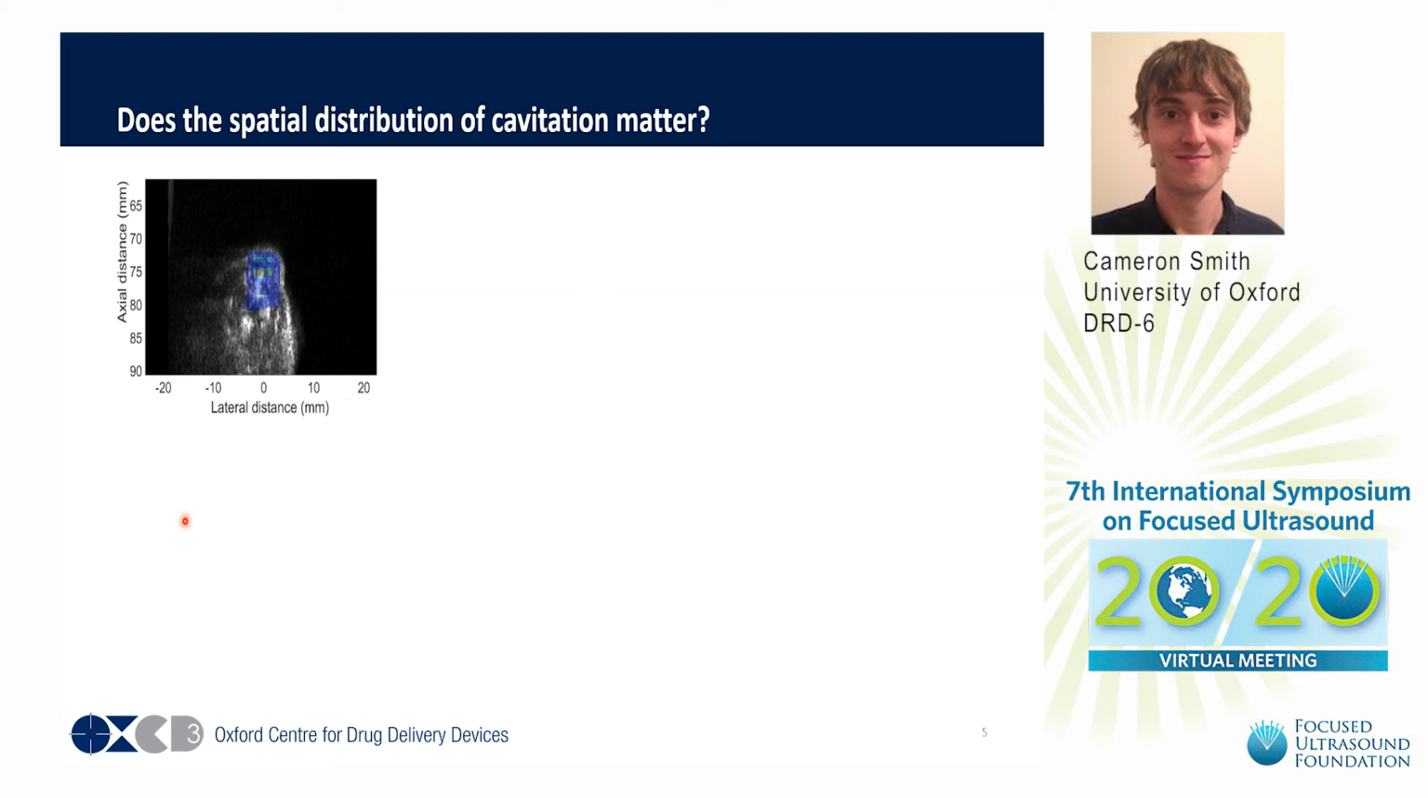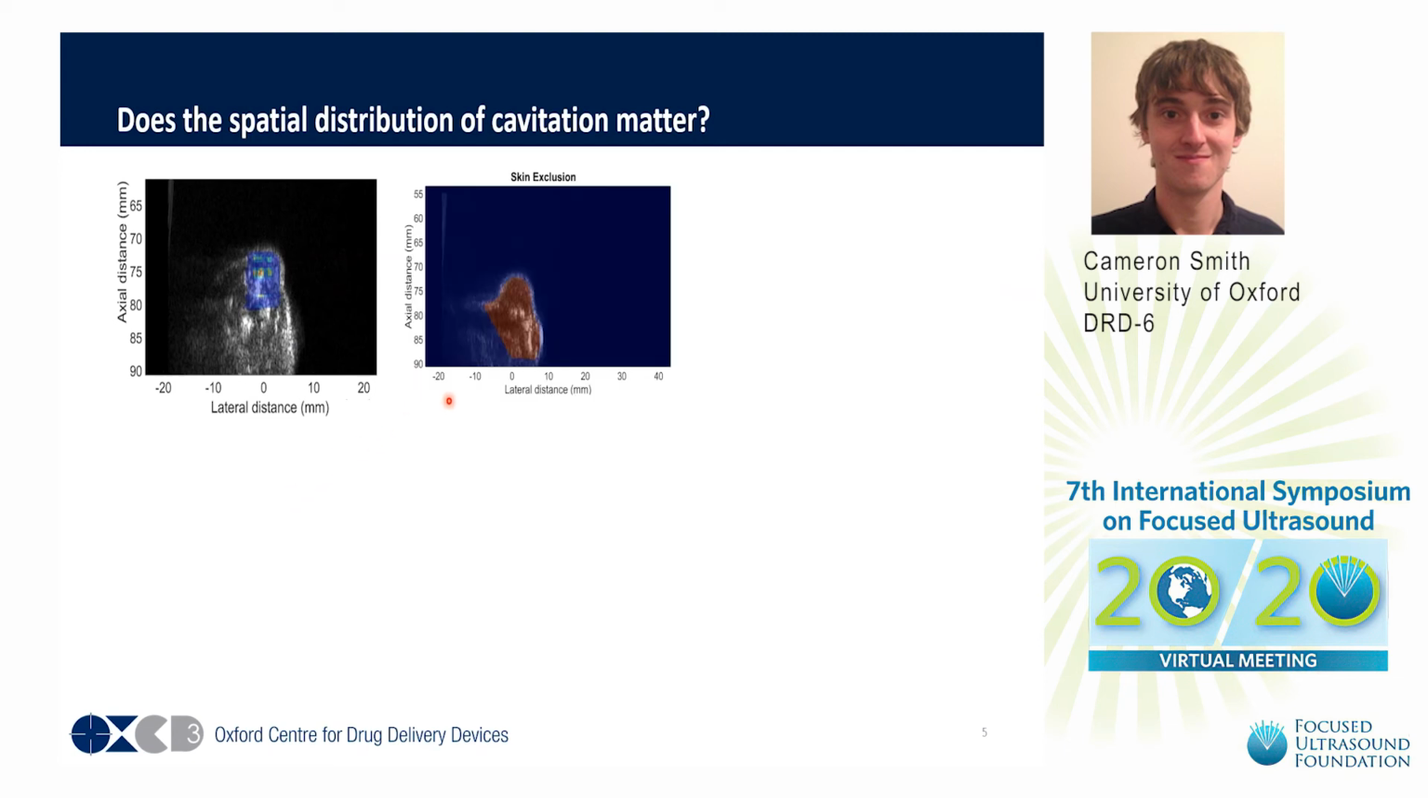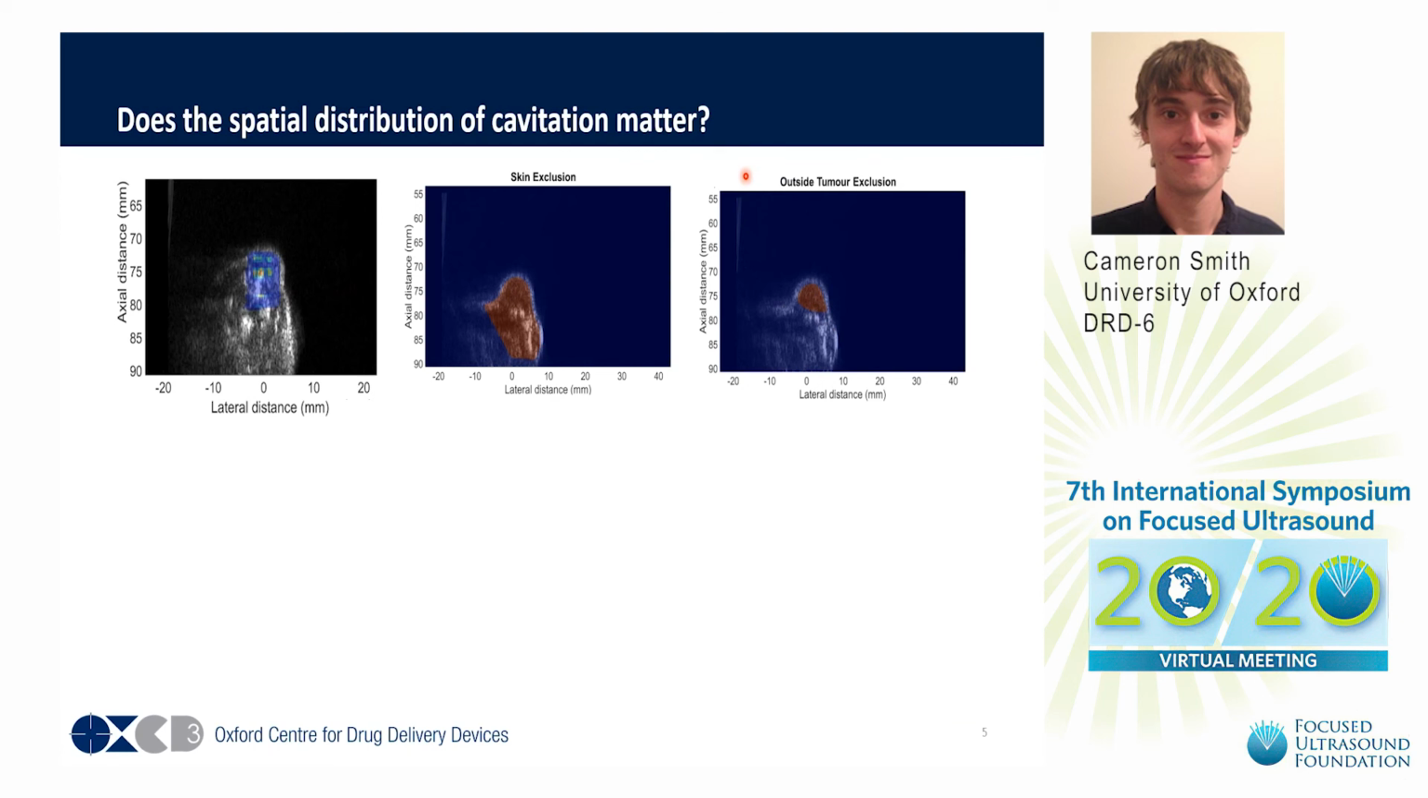And so the question then became, okay, does the spatial distribution of this cavitation matter? Is it right to say that only cavitation that takes place within the tumor is improving the delivery of the drug to the tumor? To find that out, we created an automated algorithm that was able to take the B-modes and create a binary mask to exclude cavitation occurring within the skin. And we also used a manual exclusion method to try and remove all cavitation that was occurring outside the center of the tumor.